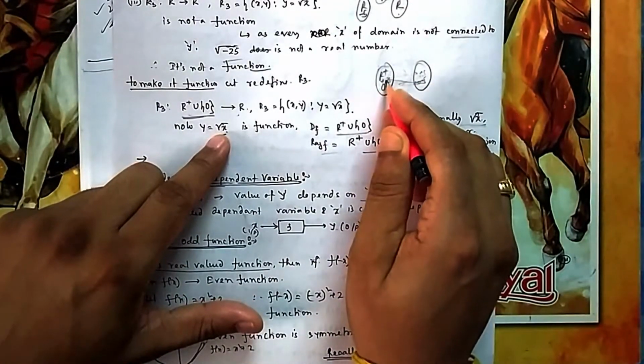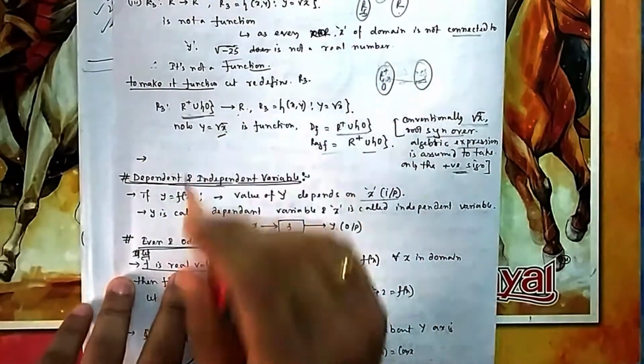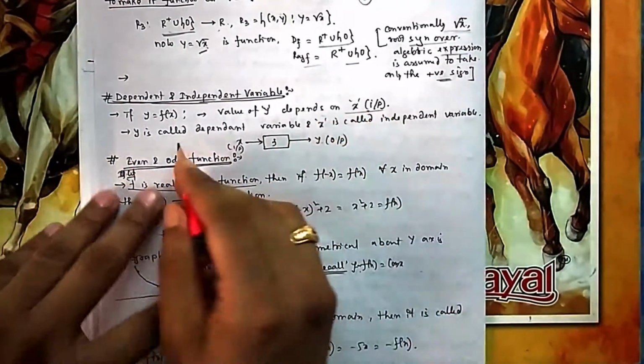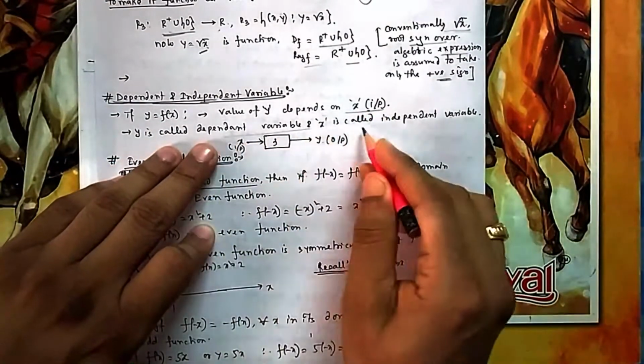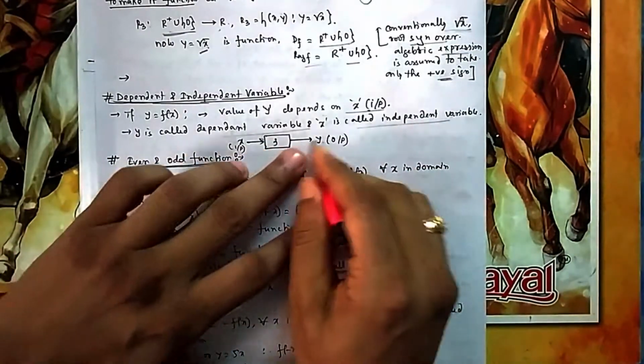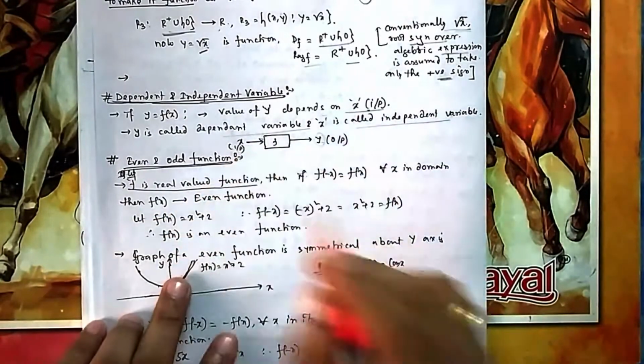So x is independent, but y is depending on x. Whatever x you are selecting, based on that y will come. So that's why y depends on x, which is input. So y is known as the dependent variable and x is independent. So this is the machine where you are putting this input x and you are getting this output. So it is depending on whatever input you are giving.